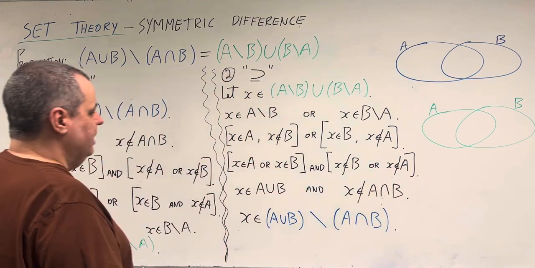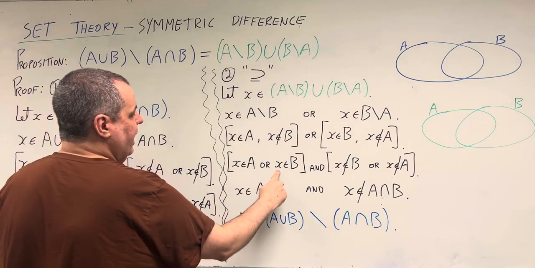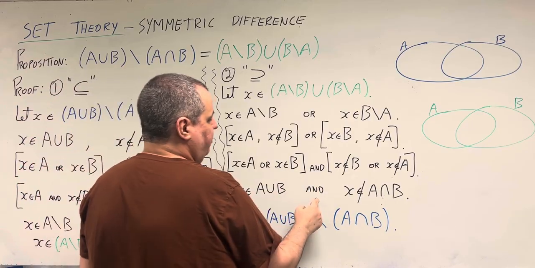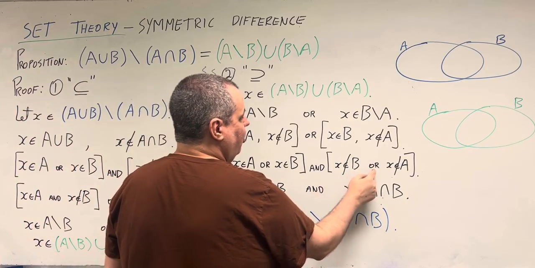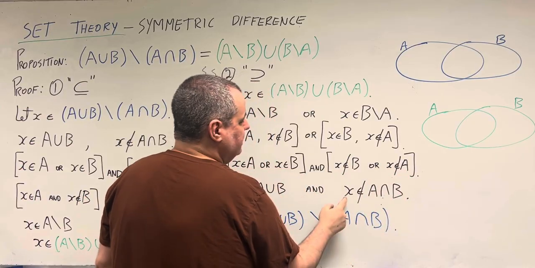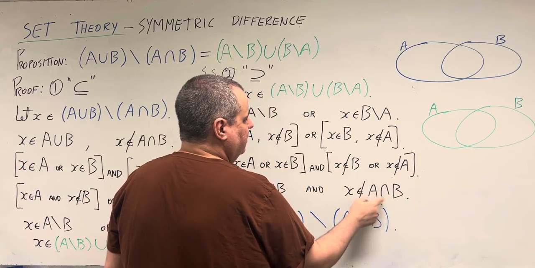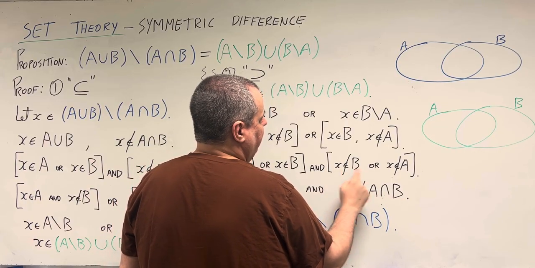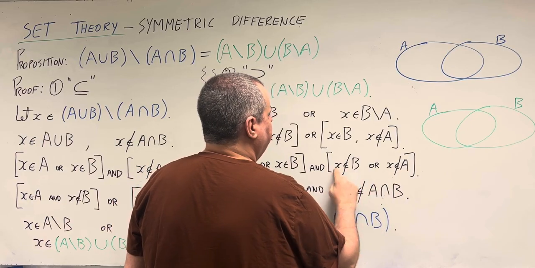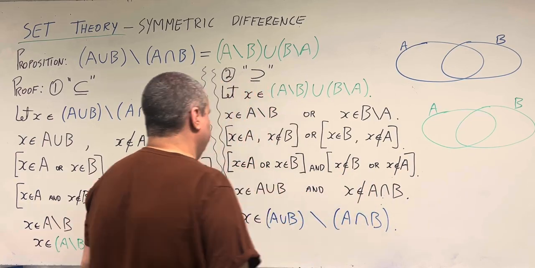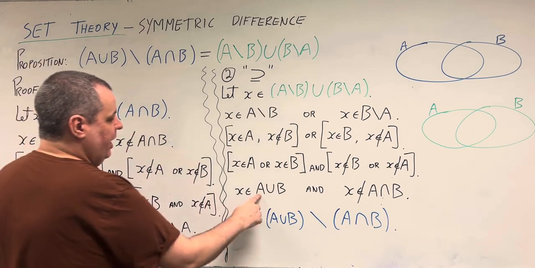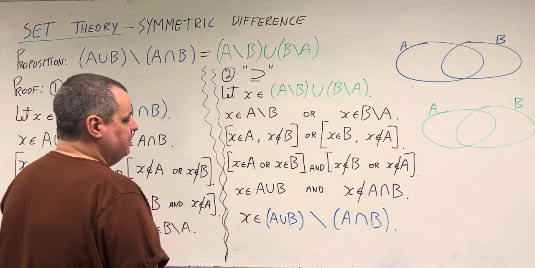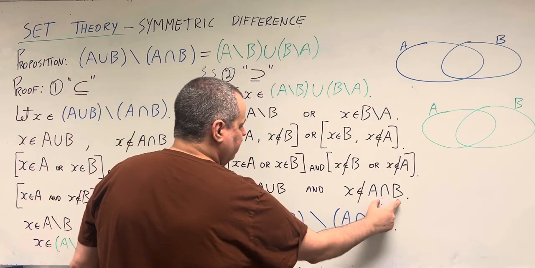Okay? If x belongs to A or x belongs to B, means x belongs to the union of A and B. And, I repeat the and, x doesn't belong to B or doesn't belong to A, so it doesn't belong to the intersection. If it were to belong to the intersection, it would belong to both A and B, and here we have that it doesn't belong to either A or B, so it doesn't belong to the intersection. Okay? And now I have x belongs to this set, and x does not belong to this set, therefore x belongs to the difference between this set minus this set.